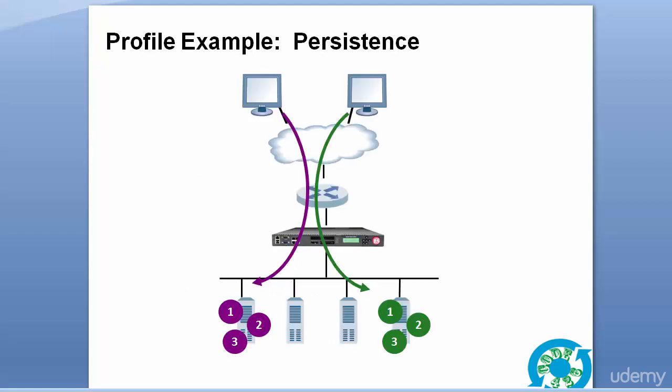Persistence profiles define methods that the BIG-IP system can use to treat multiple TCP connections as a single session. Persistence: load balancing the first connection to a given client and sending subsequent connections from the same client to the same pool member. So question, how do you identify a client? This is the reason for multiple persistence profiles.